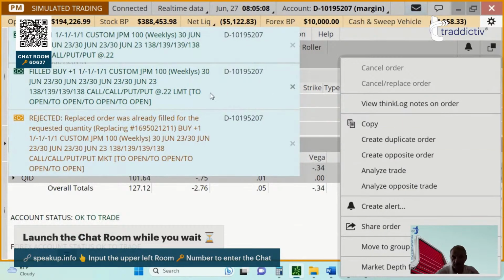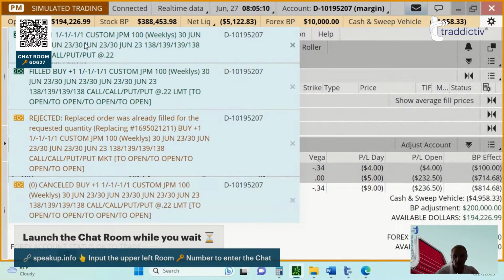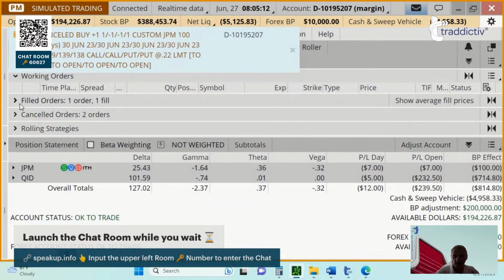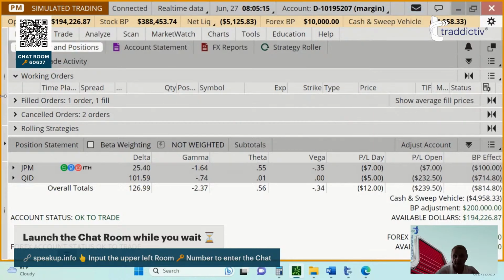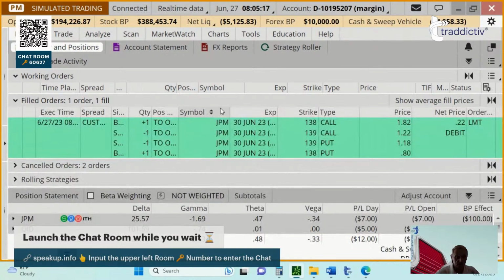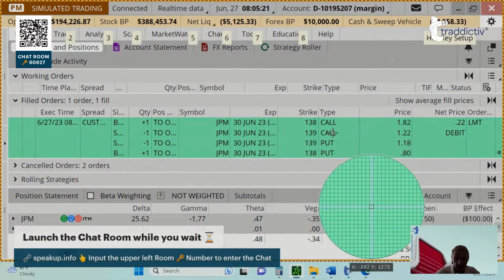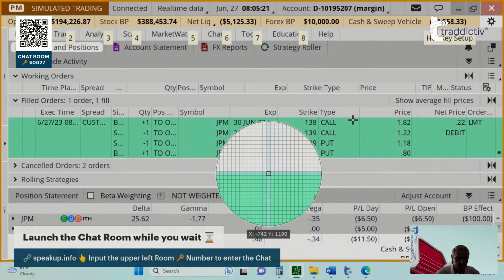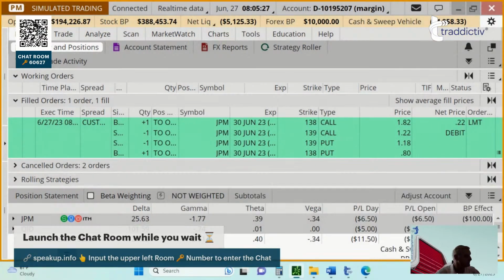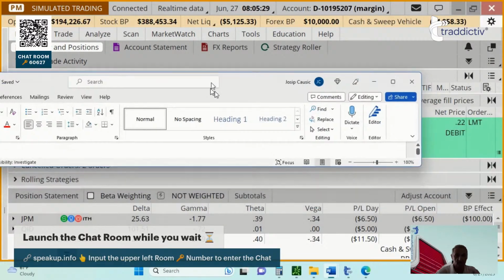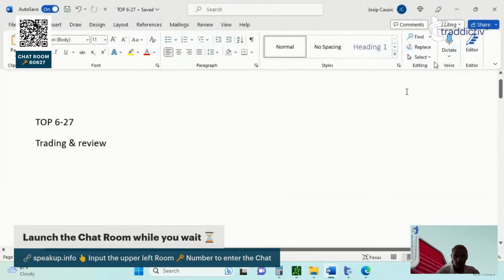Okay, I got filled here for 22 cents. Very good. I want to make sure that this is all clear. Okay, so 22 cents. I'm going to just take a quick copy of that and put it at the side. Today's session is a top session. That's why I named the room, in which you can interact with me, June 27th.